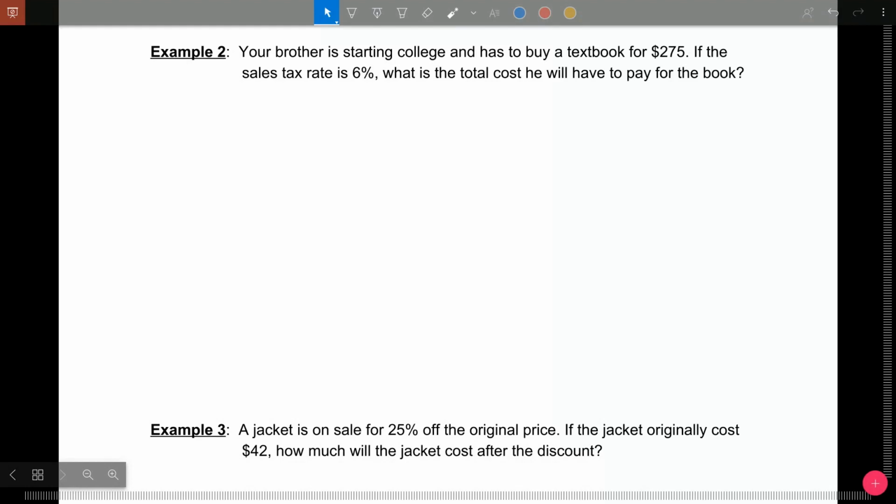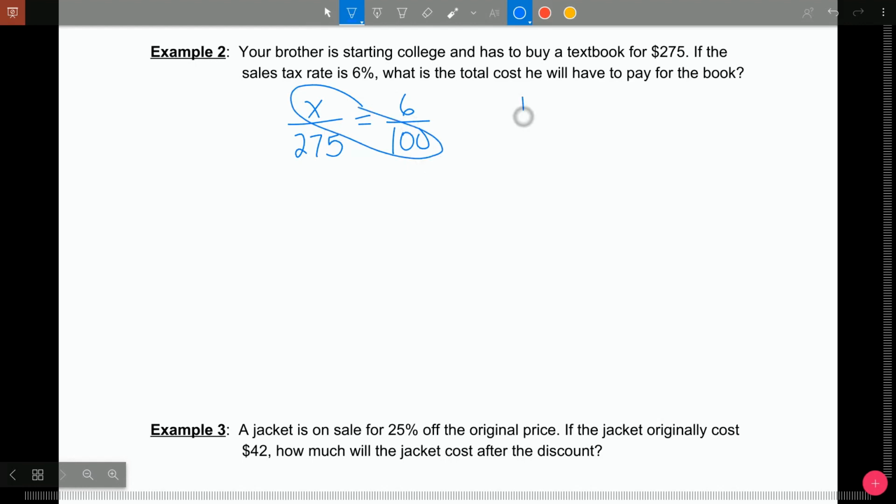So we're going to first of all start off by trying to find out what that sales tax amount is going to be. So again, we don't know the amount of sales tax. We know that the original cost is $275. In our second fraction, we know that our rate is 6%, and of course, always going to be out of a total of 100%. I'm going to go ahead and solve this using cross multiplication once again.